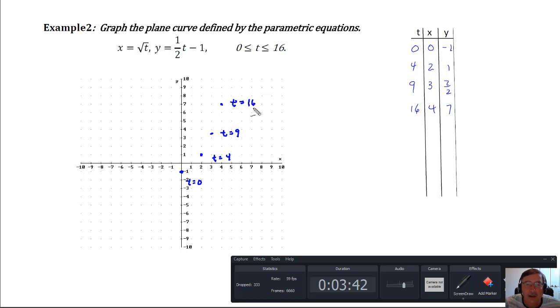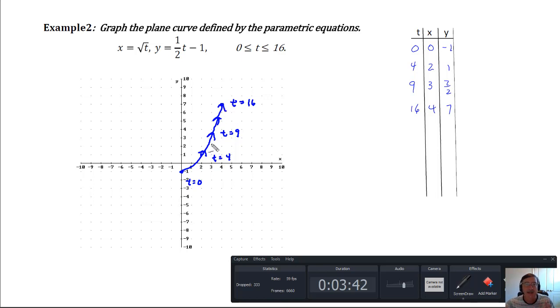Now, of course, you could have put in 1 for t, anything between 0 and 16, or 2. You would have had some decimal fractional answers, which is fine. You would have still traced this exact same curve we're looking at here. All right, so this is going to go up to here, and we'll go ahead and put our orientation of the curve, or direction of the curve.